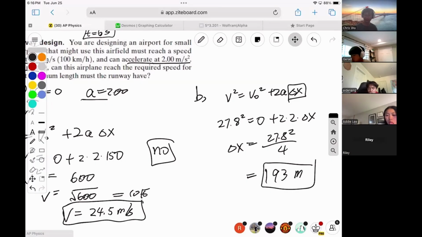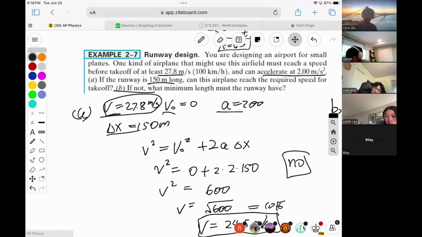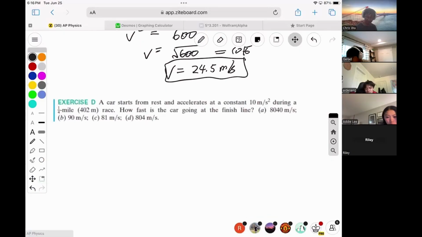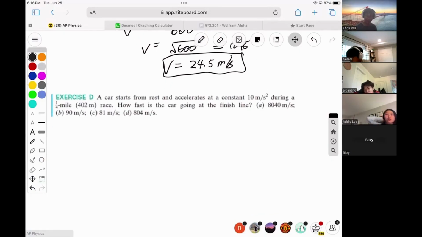And you can see how kinematics can really help with real life scenarios. Okay, all right. Now, do I have time for that? Let's skip that one.